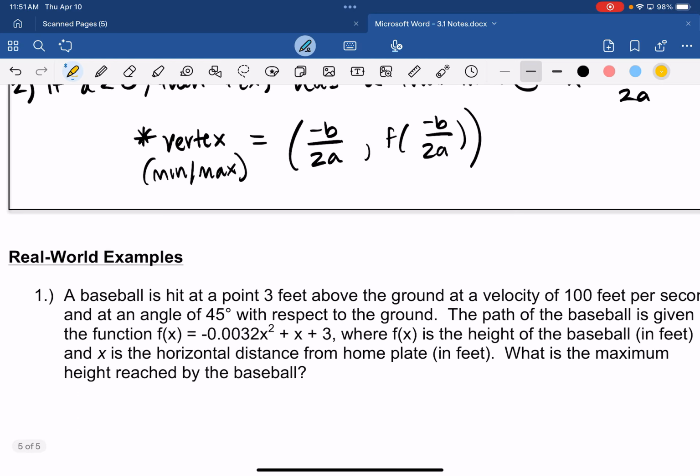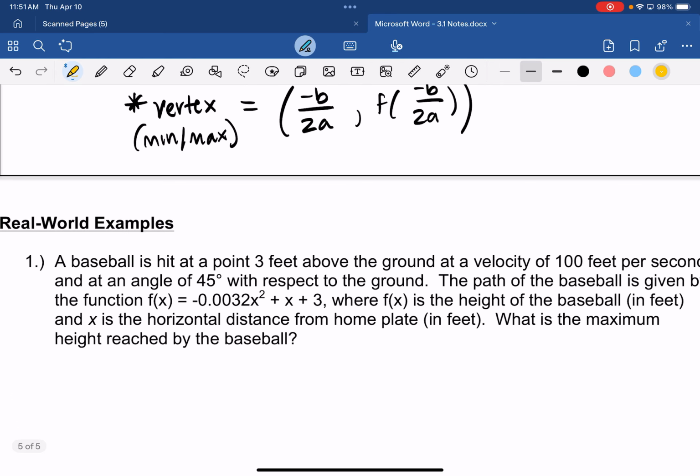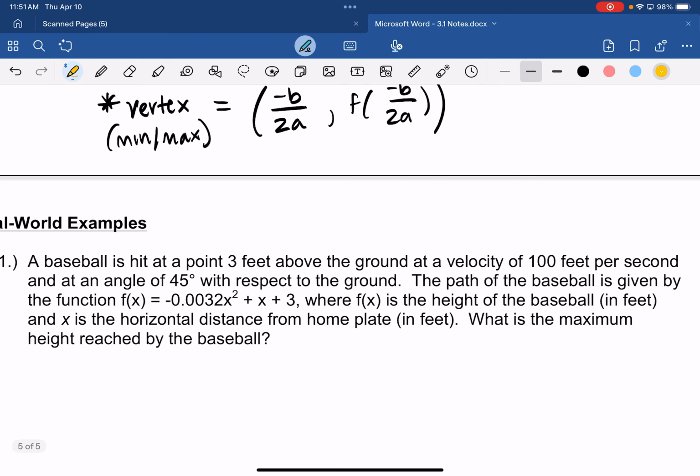Okay. Let's look at number 1 down here. Okay, last problem. Again, it's going to sound way more complicated than it actually is. It says a baseball is hit at a point 3 feet above the ground at a velocity of 100 feet per second and at an angle of 45 degrees with respect to the ground. The path of the baseball is given by the function f of x, where f of x is the height of the baseball in feet and x is the horizontal distance from home plate in feet. What is the maximum height reached by the baseball?